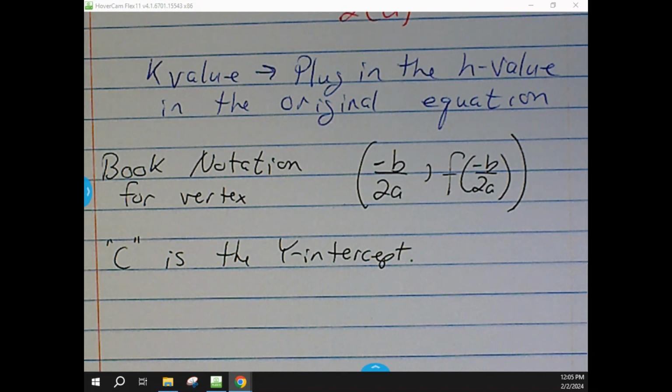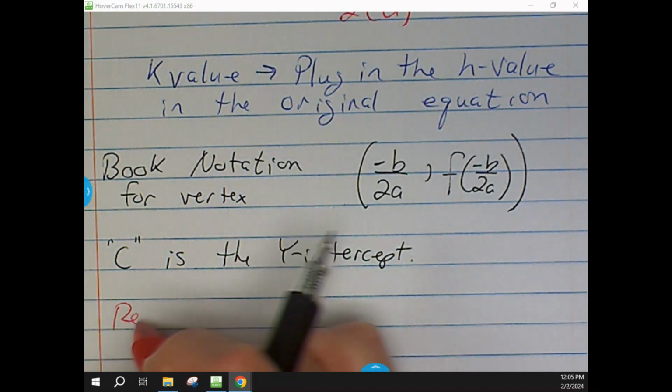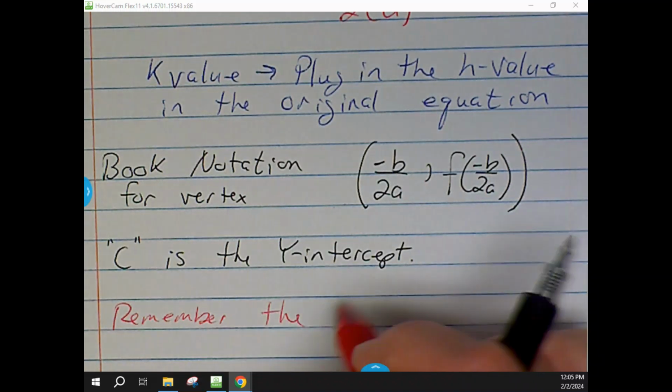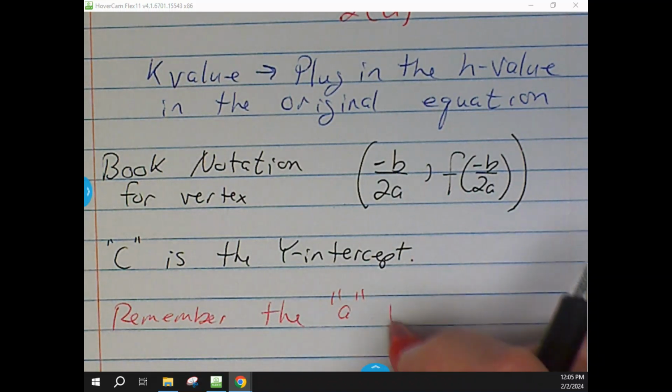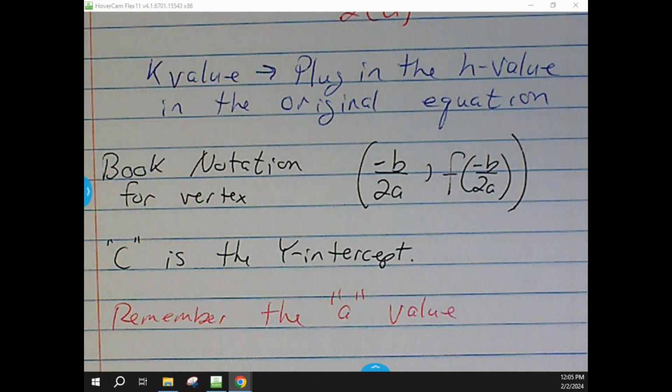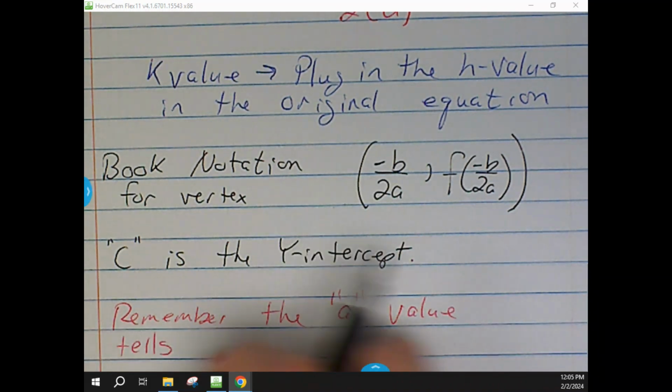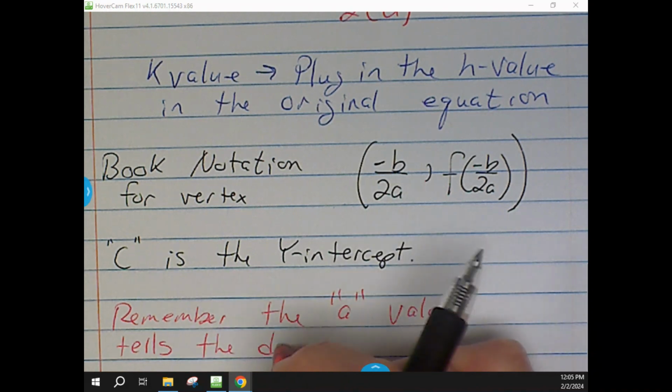All right, and then just one thing to remember. The A value that they give to you still tells you the direction of the graph.